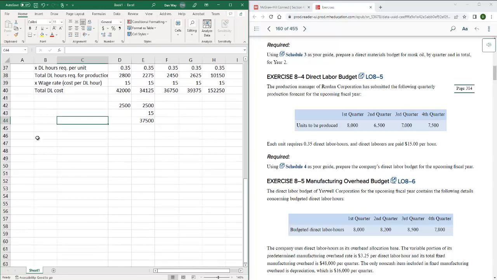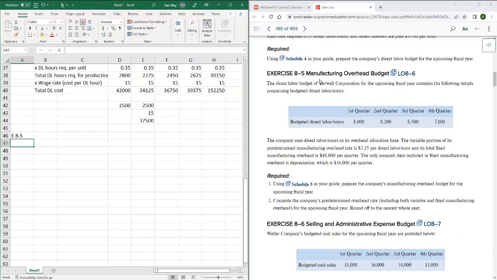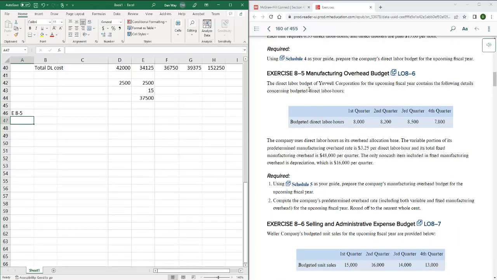All right, I wanted to look at exercise 8.5 next, and then we'll bounce ahead a tiny bit. So this is an overhead budget. 8.5 said the direct labor budget of UVL has the following details concerning budgeted direct labor hours. Now the company uses direct labor hours as its overhead allocation base. The variable portion of predetermined overhead rate is $325 per labor hour, and total fixed overhead is $48,000 per quarter. The only non-cash item included in that fixed overhead is depreciation, which is $16,000 per quarter. We're going to put together then an overhead budget, and then we'll worry about that second part.